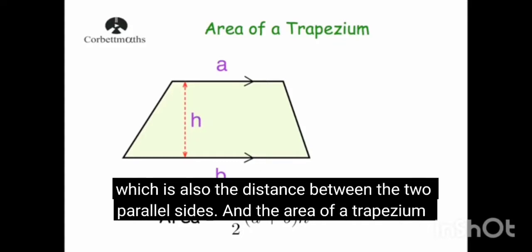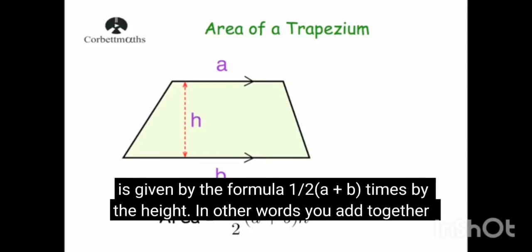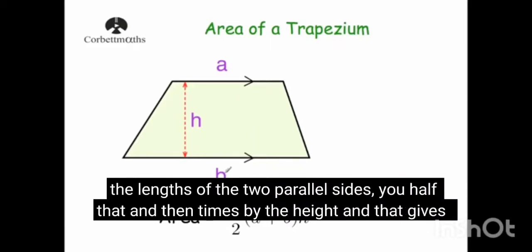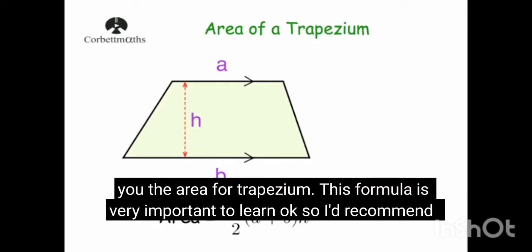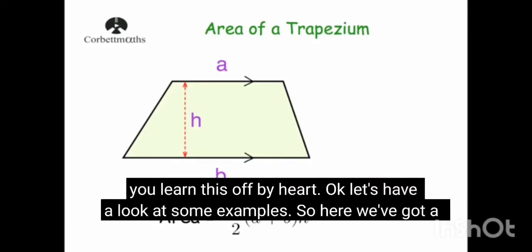And the area of a trapezium is given by the formula a half bracket A plus B close brackets times by the height. In other words, you add together the lengths of the two parallel sides, you half that, and then times by the height, and that gives you the area of a trapezium. This formula is very important to learn, so I'd recommend you learn this off by heart. Okay, let's have a look at some examples.